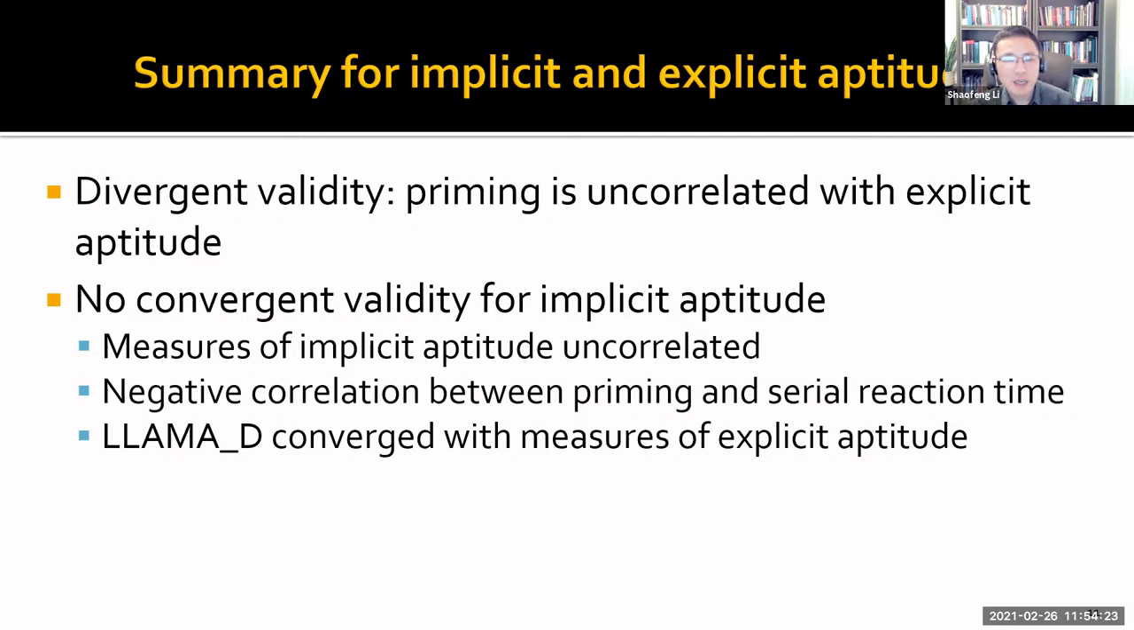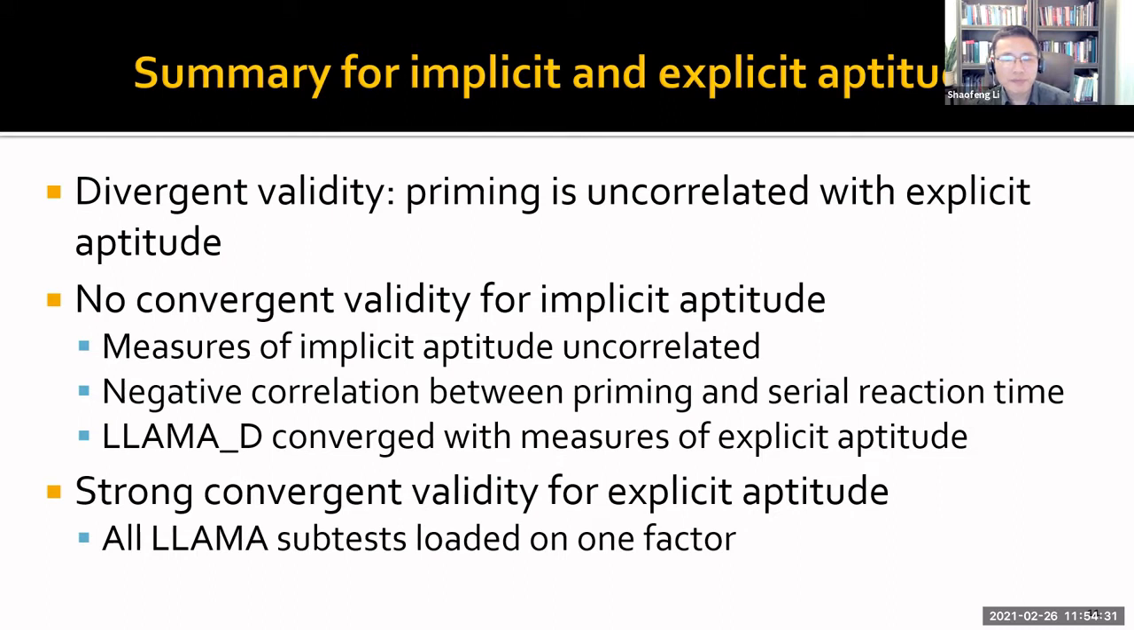And Llama-D actually converged with measures of explicit aptitude. So it was a measure of explicit aptitude instead of implicit aptitude. The results show strong convergent validity for explicit aptitude because all measures which were hypothesized to measure explicit aptitude converged on the same factor. They loaded on the same factor.